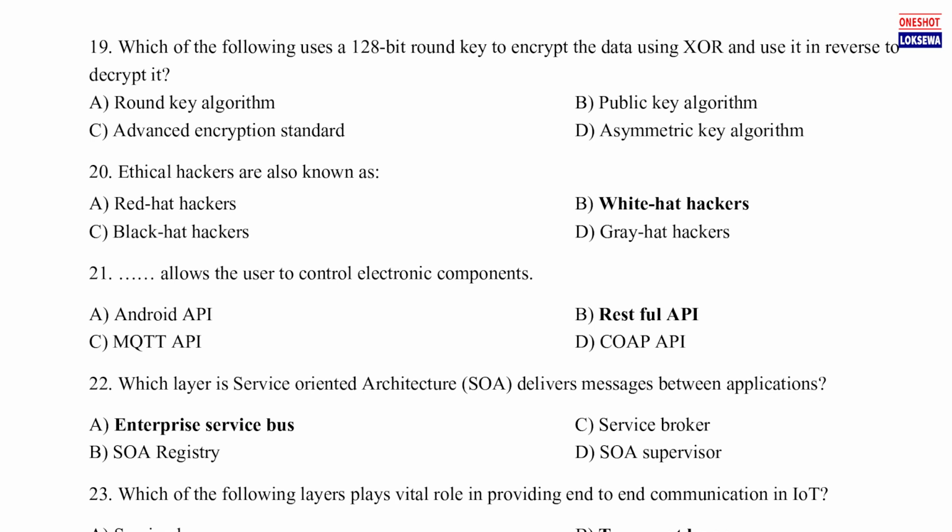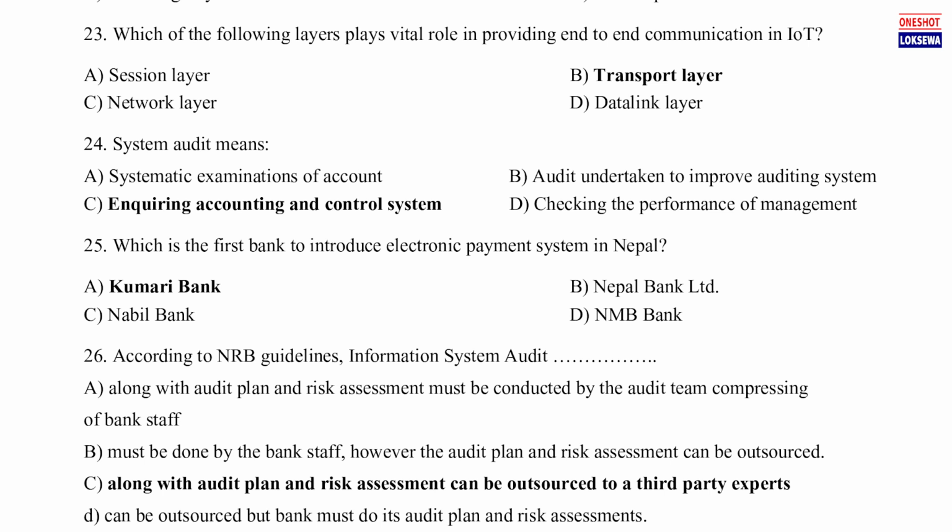22. Which layer in service-oriented architecture, SOA, delivers messages between applications? A. Enterprise Service Bus. B. SOA Registry. C. Service Broker. D. SOA Supervisor. 23. Which of the following layers plays a vital role in providing end-to-end communication in IoT? A. Session layer. B. Transport layer. C. Network layer. D. Data link layer.